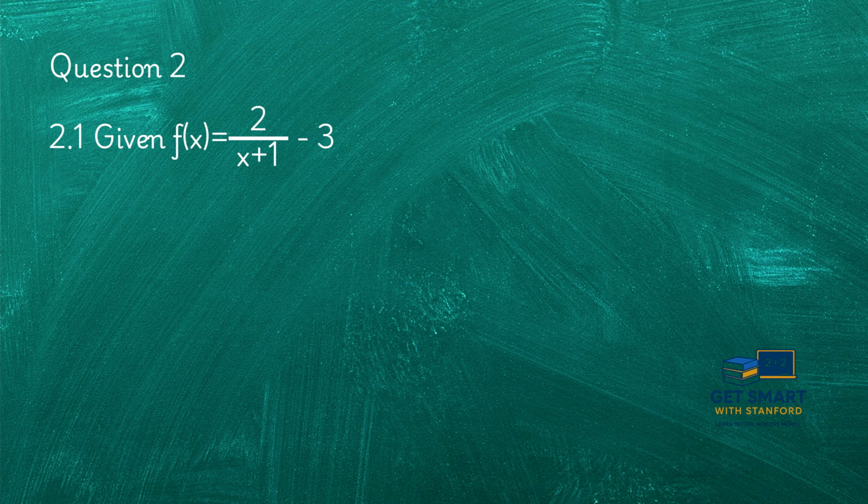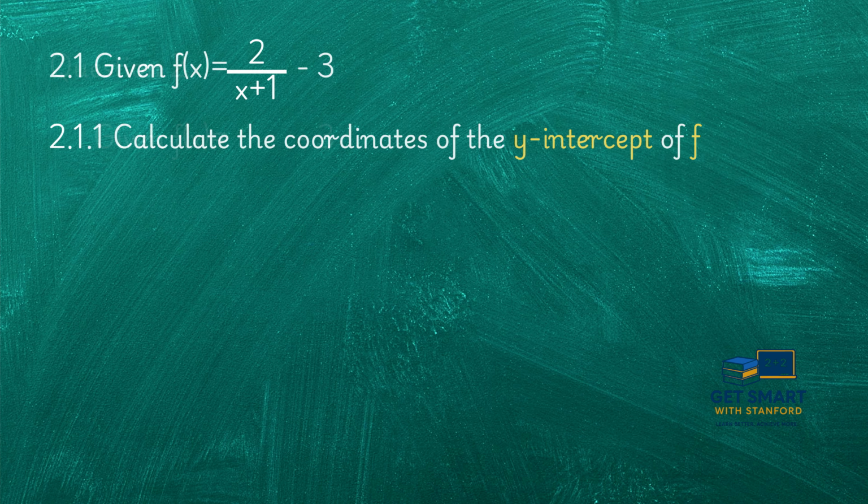Now we are moving to question 2. We have the function f(x) = 2/(x+1), and from that fraction, we subtract 3. In question 2.1.1, we are instructed to calculate the coordinates of the y-intercept of the function.